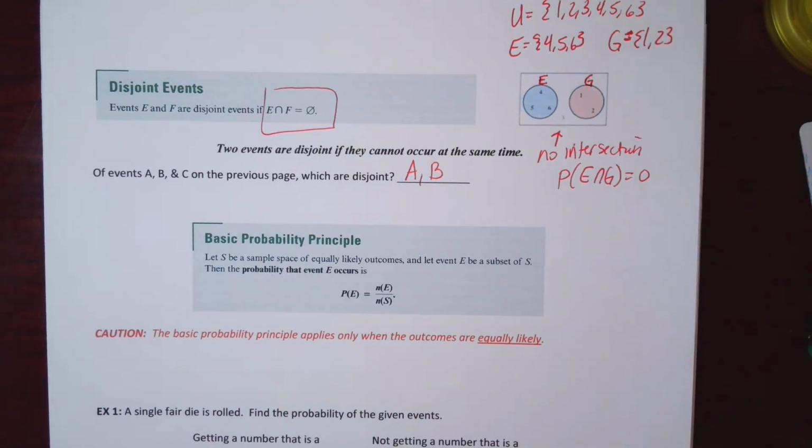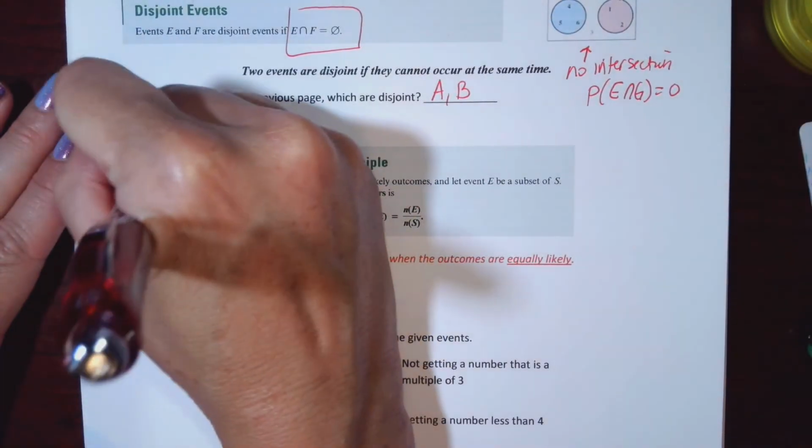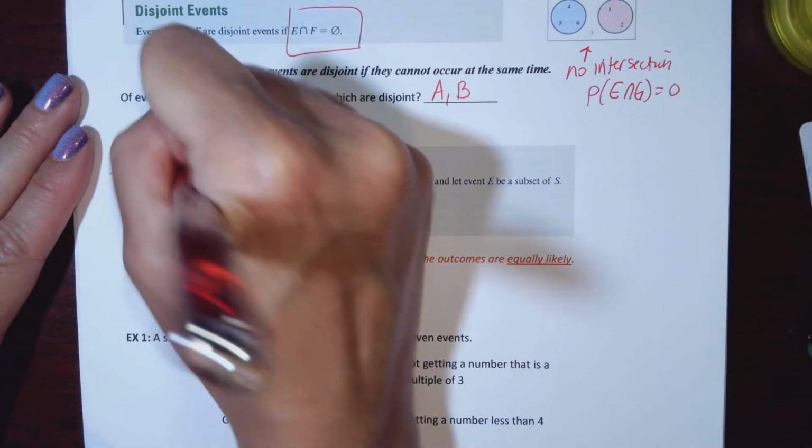All right, basic probability principle. This is for theoretical probability. Remember, we have theoretical and empirical probability.